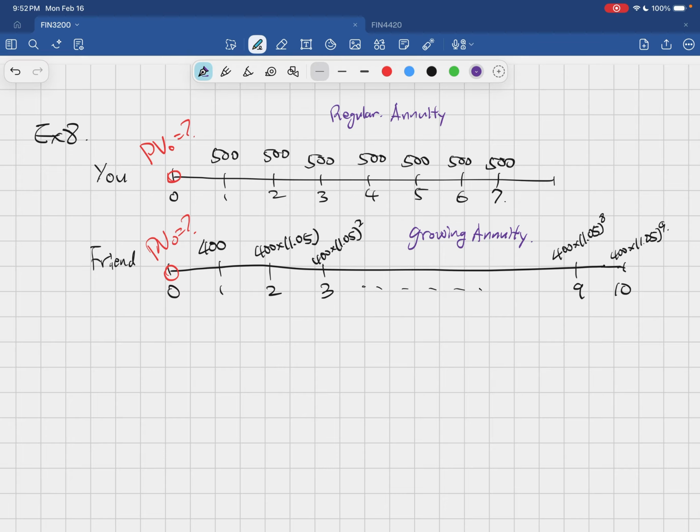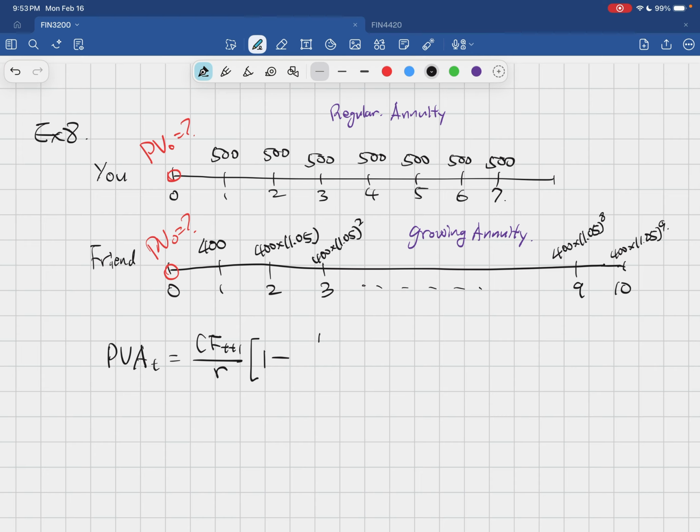Your security. Okay. So we'll do that first. So this is clearly an annuity. So we'll use the PVA formula, PVA. And we know that we have the T and T plus 1 relationship. I'll just write it down. PVA, cash flow, T plus 1 over R, 1 minus 1 over 1 plus r to the nth power.